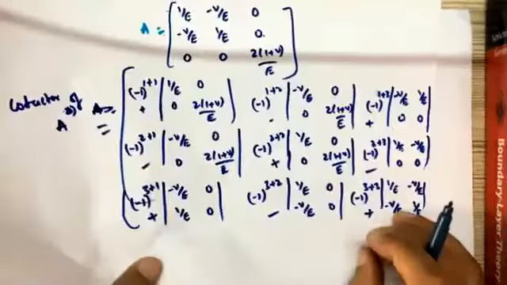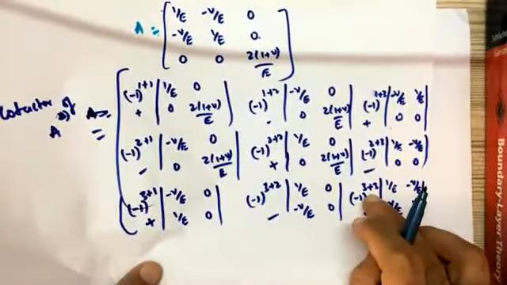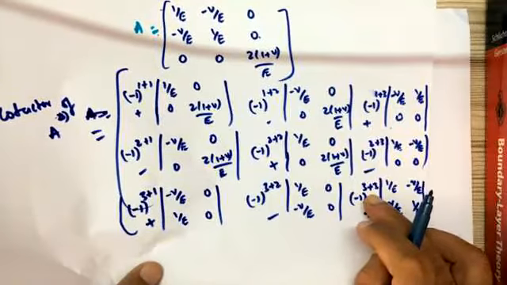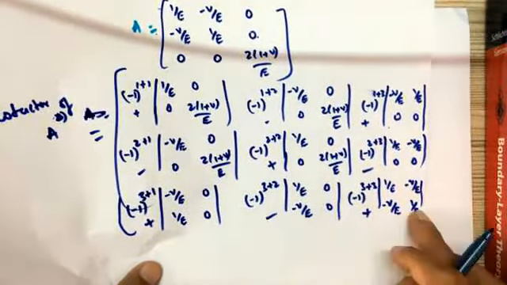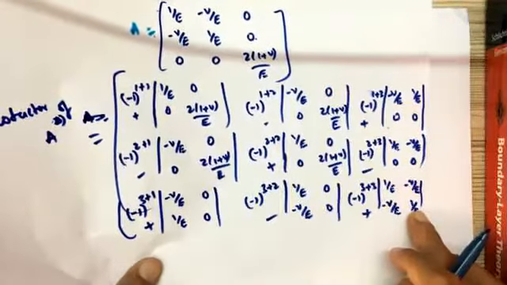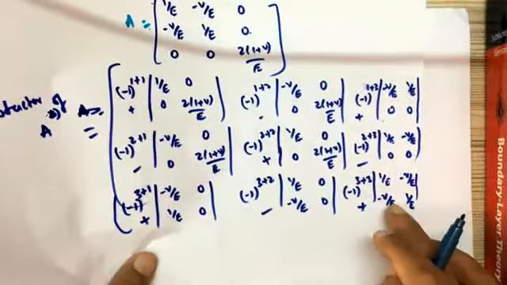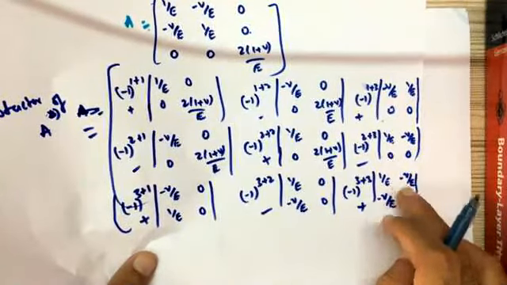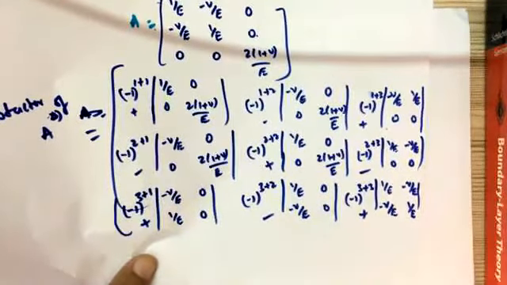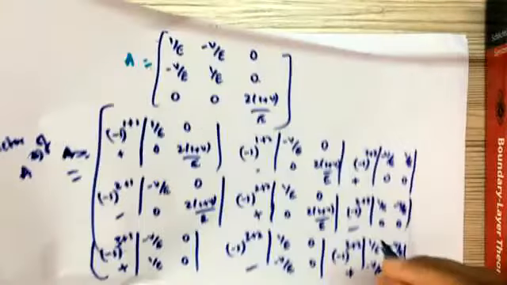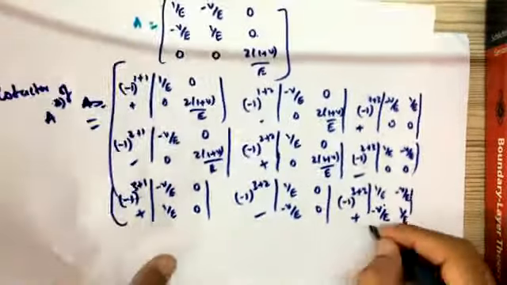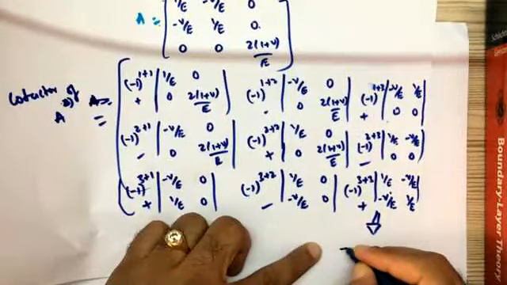Last element, this is very important, minus 1 whole power 3 plus 3. Minus 1 whole power 3 plus 3 is minus 1 whole power 6, which is positive, right? 1 by e into 1 by e, that is 1 by e square, minus nu by e into nu by e. And then what you'll get? 1 by e into 1 by e, that is 1 by e square. I'm writing this one. This is positive. Minus 1 whole power 3 plus 3 is positive.